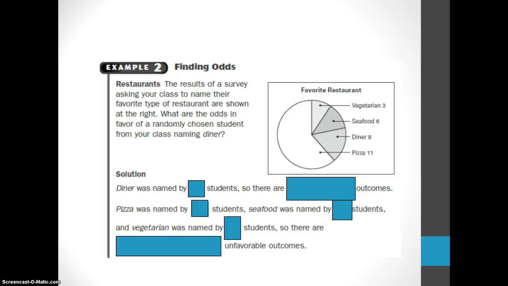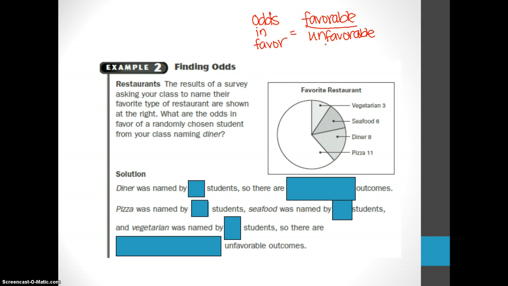Finding odds. The formula for odds, I would write this down. In favor, this is important to note, odds in favor is the favorable outcome over the unfavorable outcome. When you add those two together, you'll get the total, but you can see the total is not in the numerator or denominator.